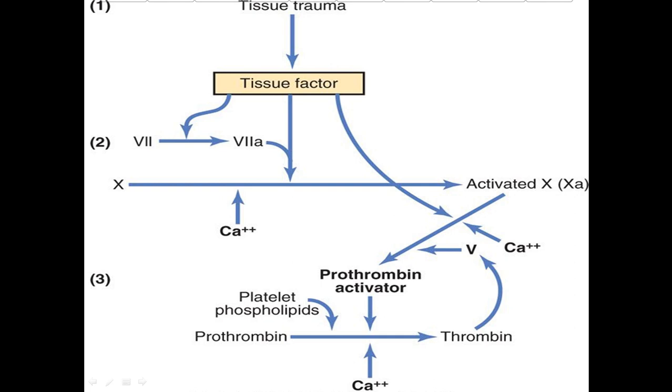So this is the feedback mechanism. The more thrombin is produced, the more factor V is activated, and the more prothrombin activator is produced, and the more thrombin is produced, and ultimately there is more clotting. So this is the positive feedback mechanism, a very important one.